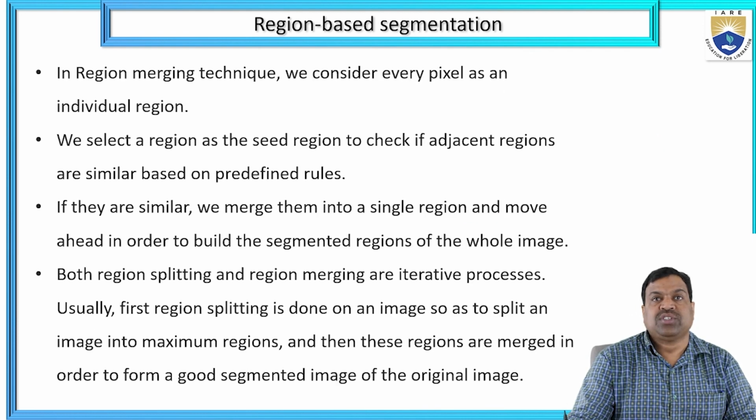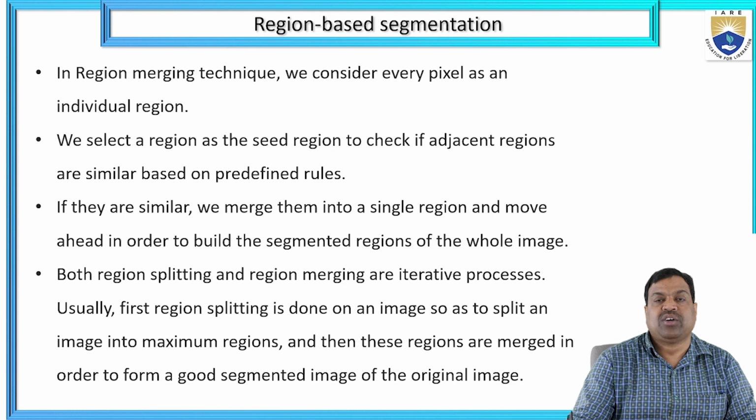In the region merging technique, we consider every pixel as an individual region. We select a region as a seed region to check if adjacent regions are similar based on predefined rules. If they are similar, we merge them into a single region and move ahead in order to build the segmented regions of the whole image. Region splitting and region merging are alternative processes. Usually region splitting is done first on an image, so as to split it into maximum regions, and then these regions are merged in order to form a good segmented image of the original image.